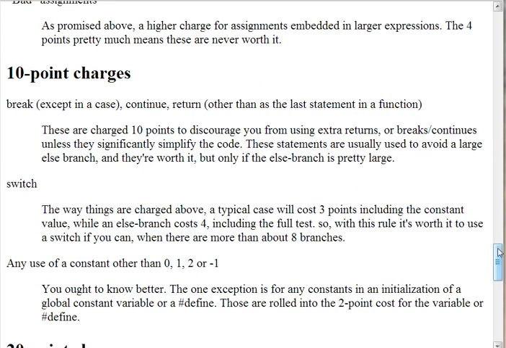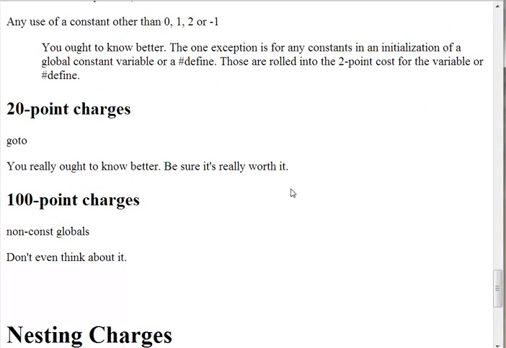Now, there are also 2 very high charges for discouraging the use of universally disliked constructs. A goto costs 20 points, and a non-constant global costs 100 points. In certain cases, the goto might still be worth it for breaking out of multiple nested loops at once, but only if the alternative loop test logic is quite complex. The non-const global will never be worth it, and shouldn't be.